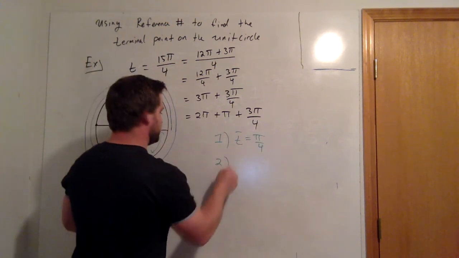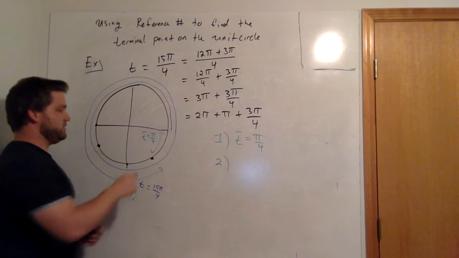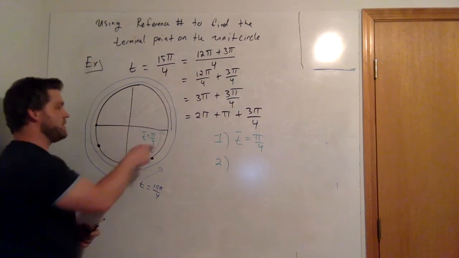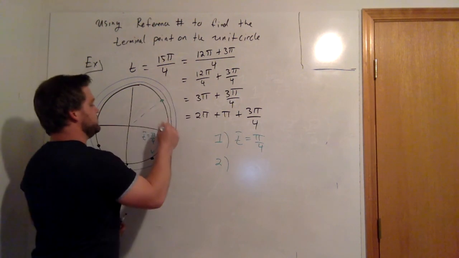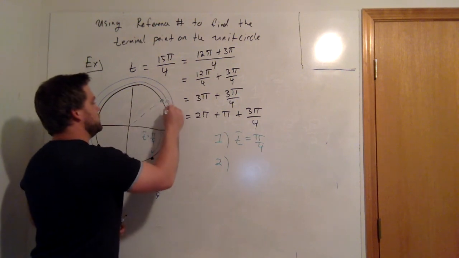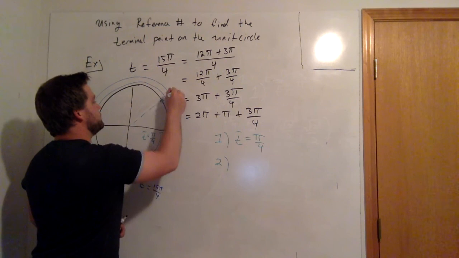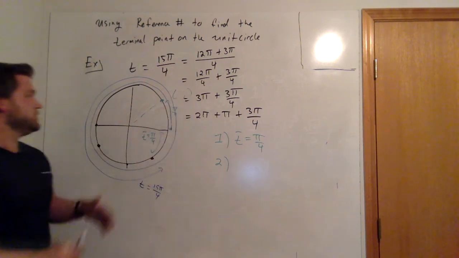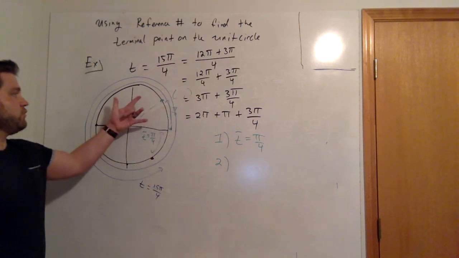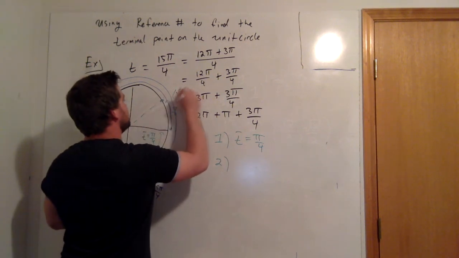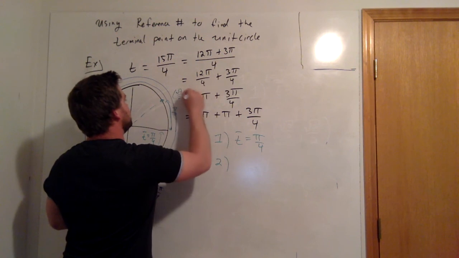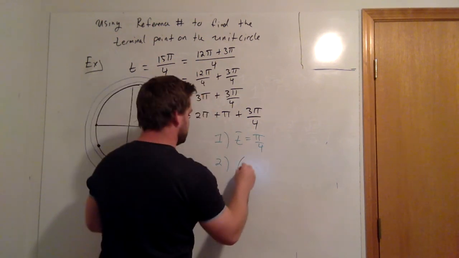Okay. So we'll think about what the x and y coordinates of pi over 4 are in the first quadrant. So here's a distance of pi over 4. And if we use our hand trick, the x and y coordinates at pi over 4 are going to be root 2 over 2 and root 2 over 2. So that's step 2.